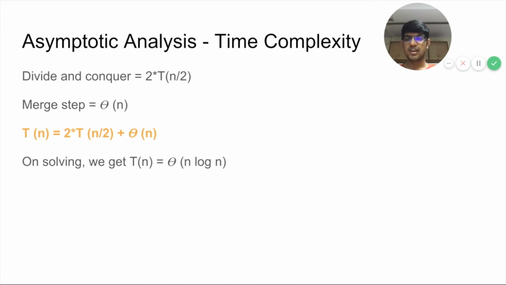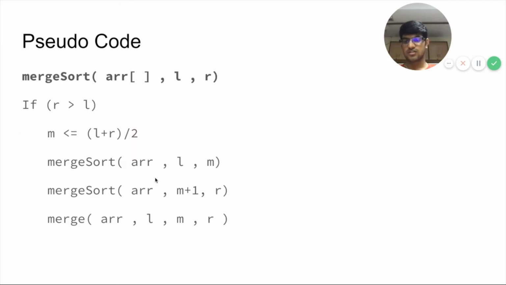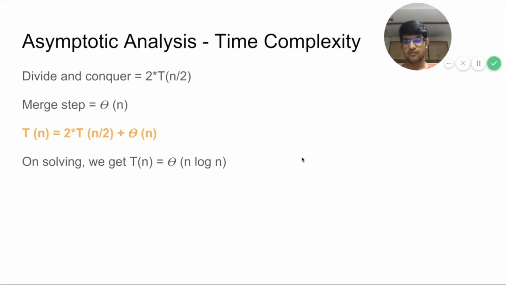Let us do the asymptotic analysis of the merge sort procedure. First of all, let us analyze the time complexity of the merge sort procedure. Let T(n) denote the time taken to sort an array consisting of n elements. In the pseudocode of the merge sort procedure, we first of all recurse on the left subhalf and the right subhalf. Therefore, the divide and conquer step contributes 2T(n/2) to the time complexity of the merge sort procedure.